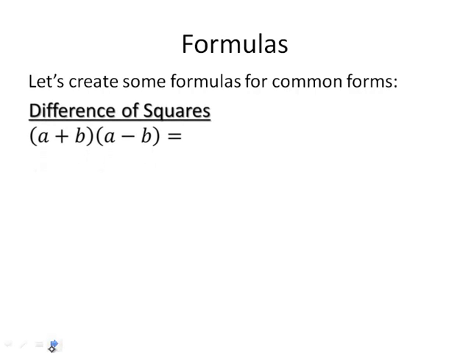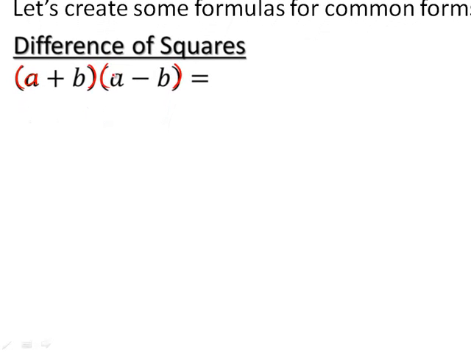The first of which is the difference of squares. You may have seen this before, and you may have also remembered that there seems to be something interesting that always happens when you multiply two binomials together when they have the same first term and last term but different signs. Well, let's see what happens.